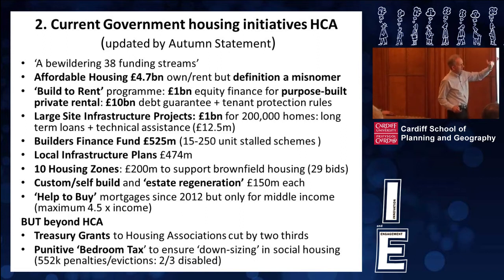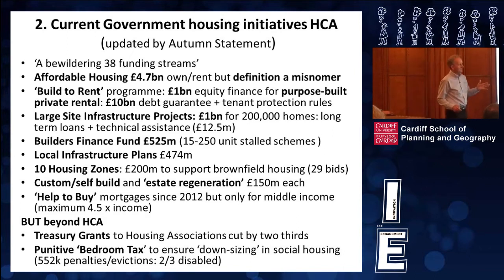But I just want to highlight a few things. Top of the list is the Affordable Housing Bill. Reservoir of funds, 4.7 billion. It's ownership and rental now, not just rental. But it's a misnomer. Affordable has changed its meaning. I'll come on to how it's changed the meaning in a moment. It's no longer affordable.